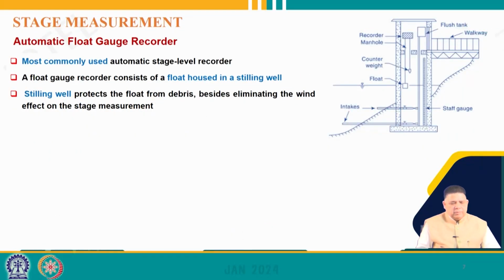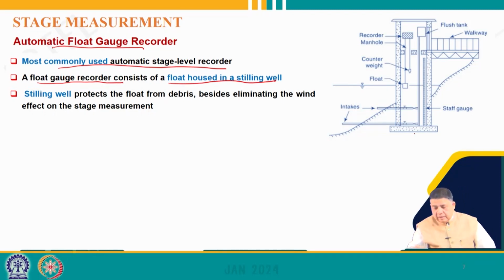Then we can talk about automatic float gauge recorder, which is the most commonly used automatic stage level recorder. And basically, a float gauge recorder consists of a float housed in a stilling well. So, of course, a major requirement of installing an automated float gauge recorder is that we should have a stilling basin constructed just near the stream. This stilling well protects the float from debris, besides eliminating the wind effect on the stage measurement.